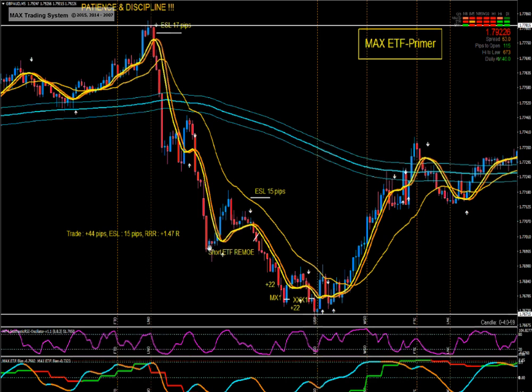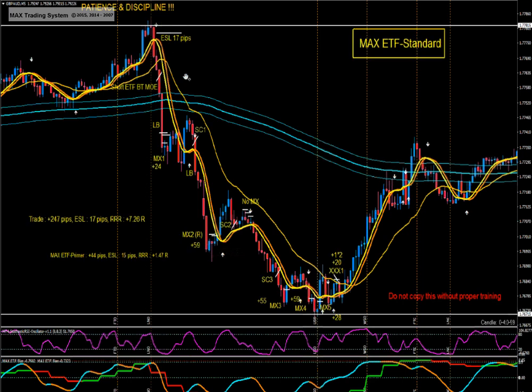So with a small movement, we could have got a 1.4 reward to risk ratio. With the Max Standard, we would have been able to open the trade starting at the very beginning of this movement here. And you can see the different steps. This was one unique trade with several entries and exit. The first entry, a BTMO, a first MX here, a scale-in number 1, an MX number 2, a scale-in number 2, no MX here.